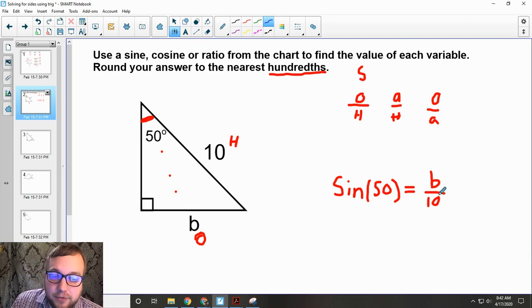Because how do I get rid of divided by 10? I multiply both sides by 10. Would you agree that if I multiply by 10, that's going to cancel out, and I'm left with just B? So that means I need to multiply over here by 10. All right, and then I've got B. So B equals... All right, now here's the fun part.